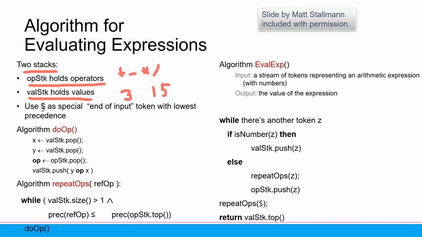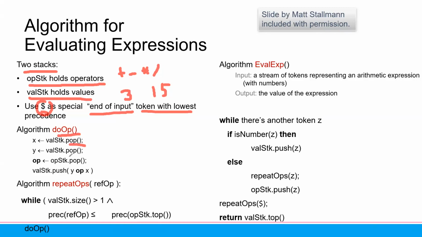And we can use dollar as the special end of input. So this dollar sign, if we finish with all the operations, then we just pick dollar. Actually, this is just a value to understand that you already finished with all the arithmetic operations. You can define it with another symbol. So this is the first algorithm, or we can say this is the first function.